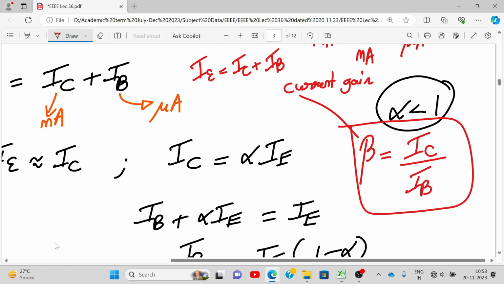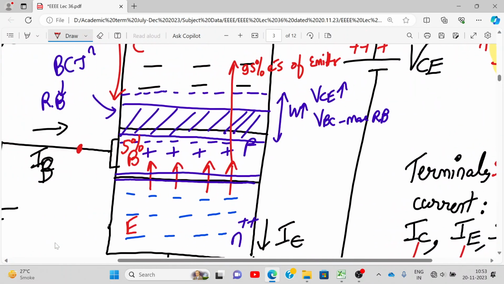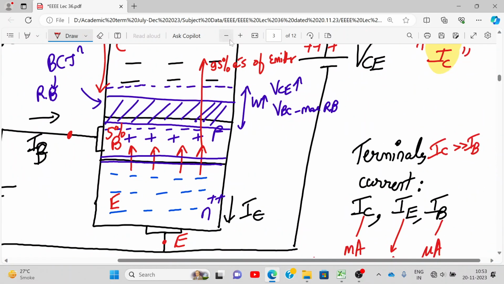Because of this current gain beta factor, it is eligible to be used as an amplifier. When this current flows through a resistor, it creates a voltage drop, and that voltage drop can be used as a voltage amplifier. All right. Now you can draw this diagram if you wish to, or you can draw it later.